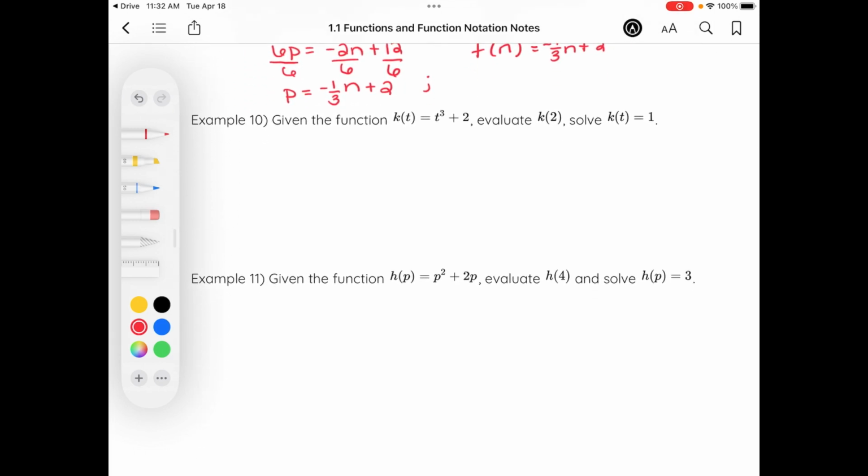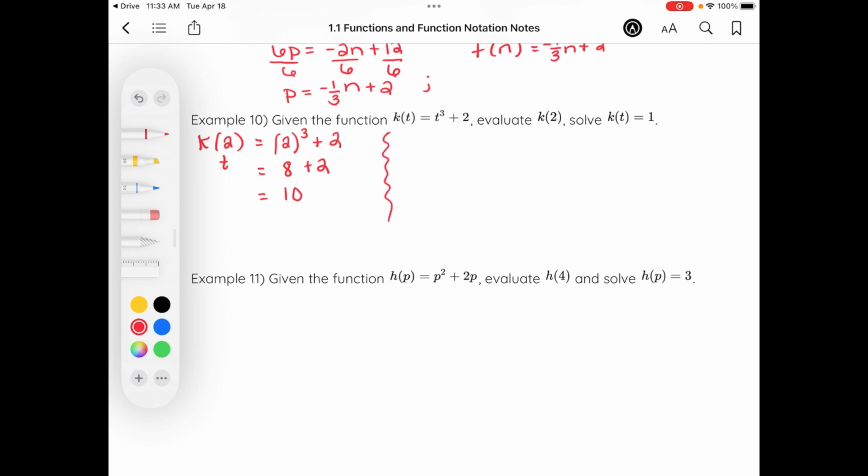Given the function k of t is t cubed plus 2, evaluate k of 2, solve for k of t equals 1. So we have two things that we need to do here. First of all, I have k of 2. So 2 is representing my input of t. So wherever I see t, I'm going to input 2. This then will give me 8 plus 2, thus 10. So k of 2 is 10, the input was 2, the output is 10.